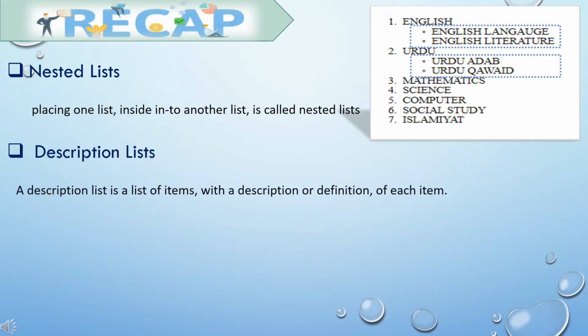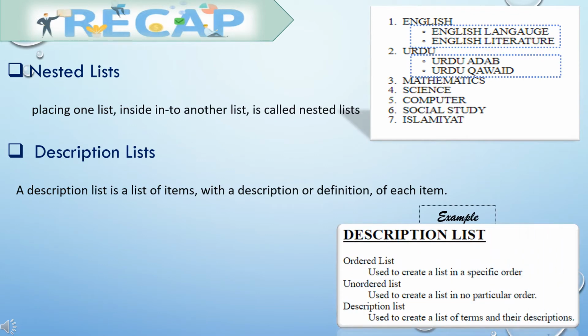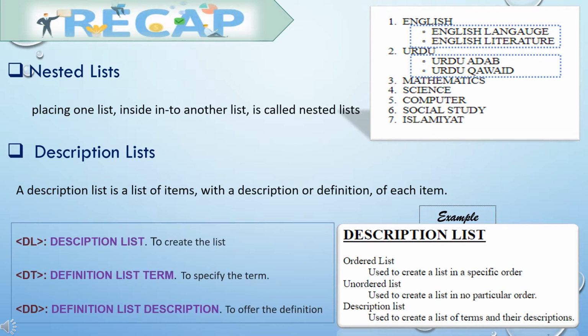Description list. A description list is a list of items with a description or definition of each item. The description list is created using the DL element. The DL element is used in combination with the DT element, which specifies a term, and the DD element, which specifies the term's definition. Use DL, description list, to create the list. Use DT, definition list term, to specify the term. Use DD, definition list description, to offer the definition.